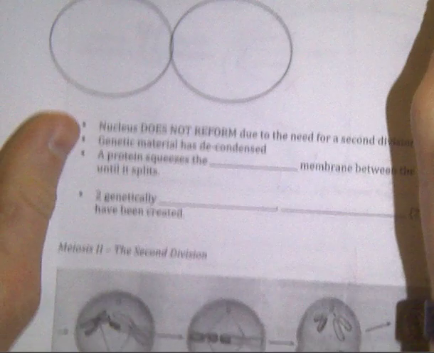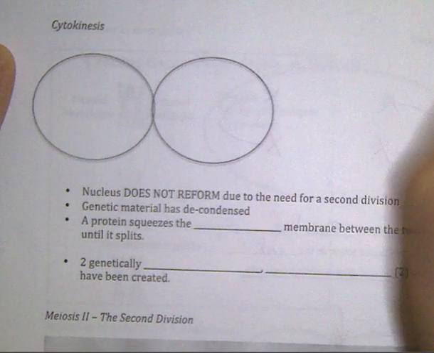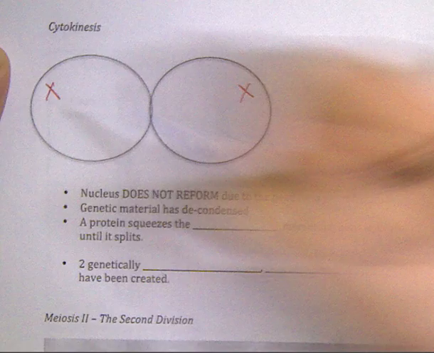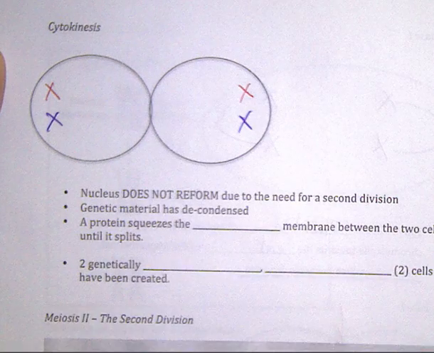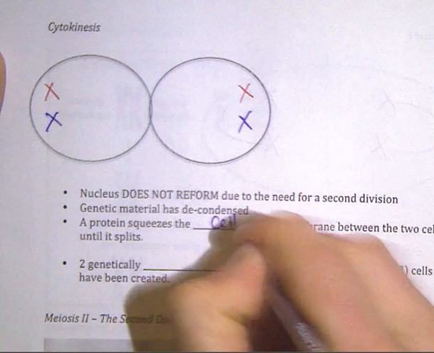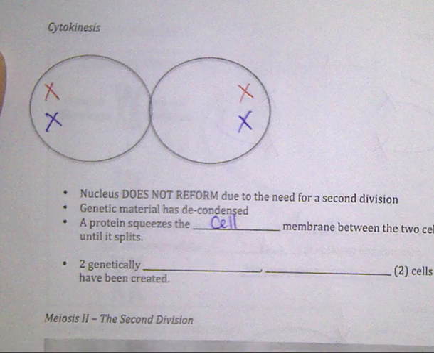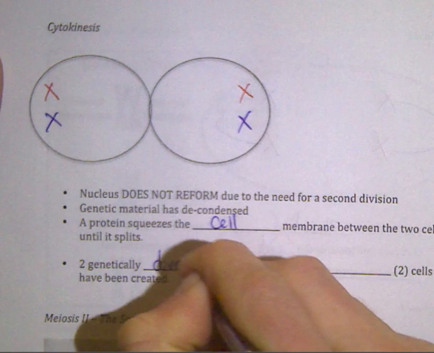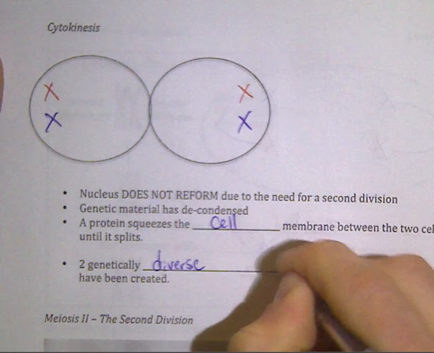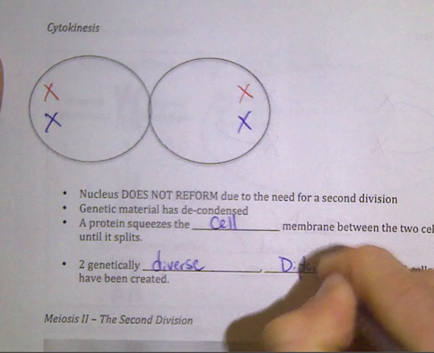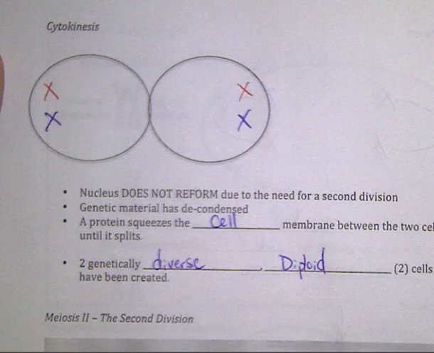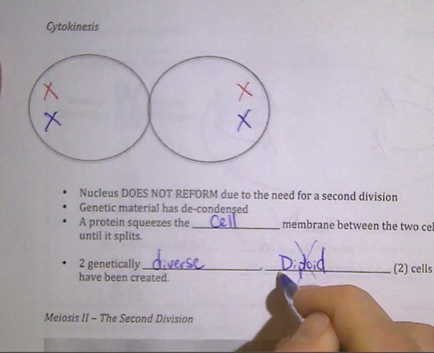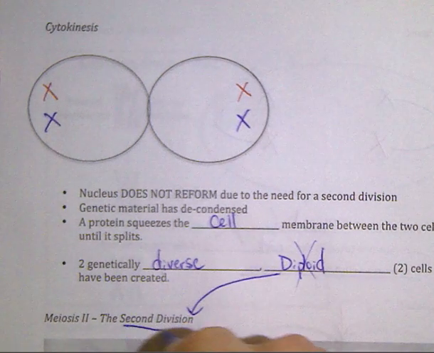And then to end it all off, my first division of two, I go through cytokinesis, which means cell movement. My cells actually divide. A protein squeezes the cell membranes together until they split. So now I have two genetically diverse but diploid cells. Remember, diploid is not what I want. Okay? I want to make haploid cells, so I have to go through a second division process.